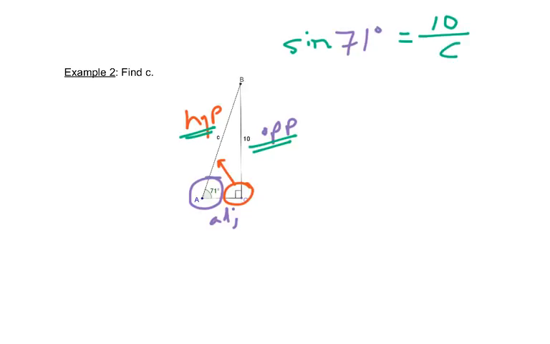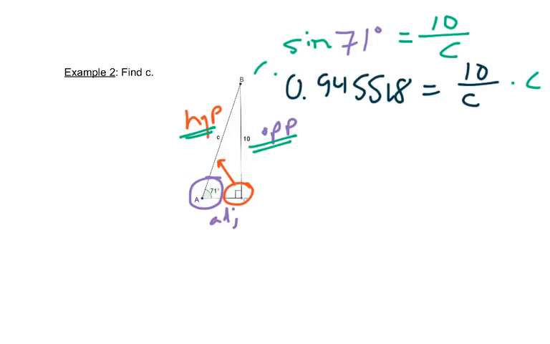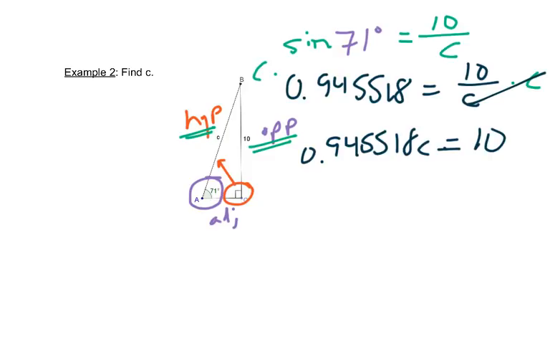So let's find the sine of 71 first. That'd be 0.945518 equals 10 over C. Now here's the problem. In this case, 10 is being divided by C, so we have to multiply by C. And that would give us 0.945518C equals 10. We need to get this C by itself, so we need to divide by all this part that's in front, 0.945518.